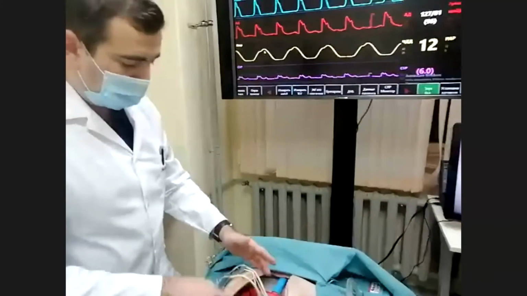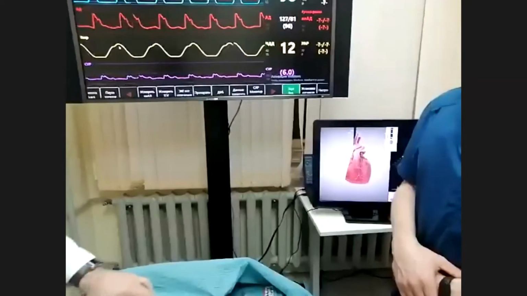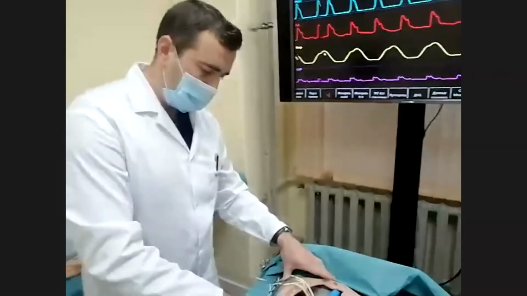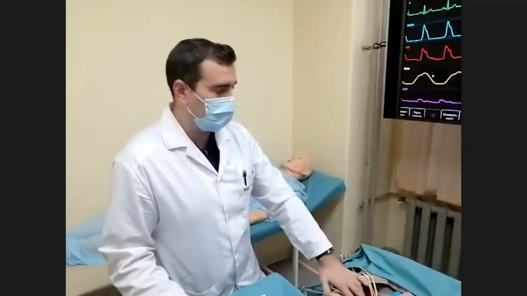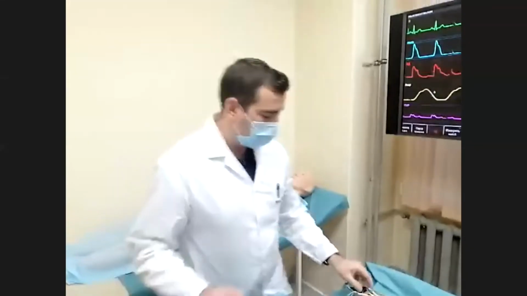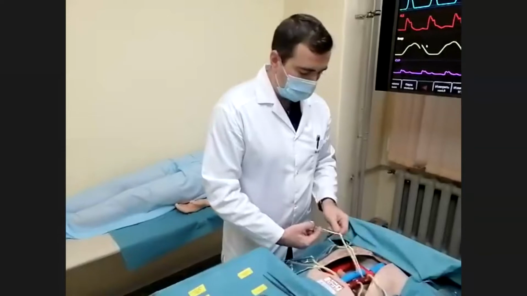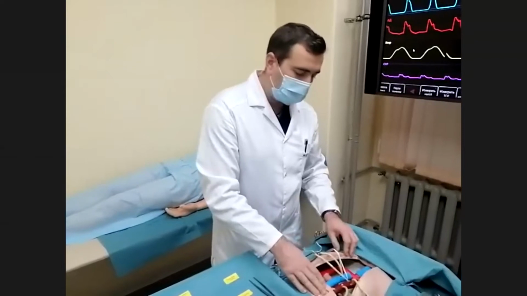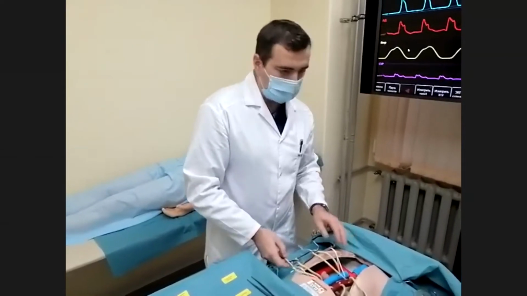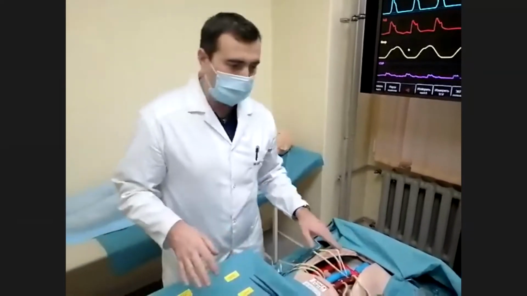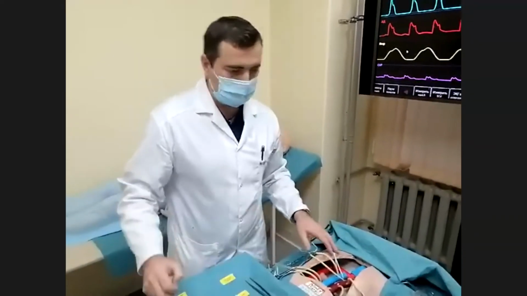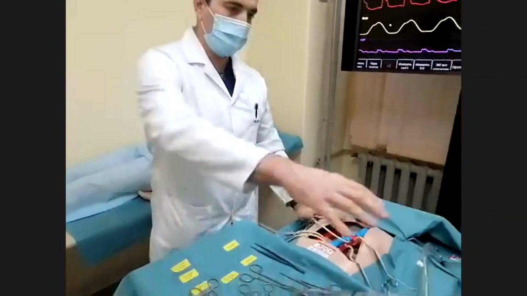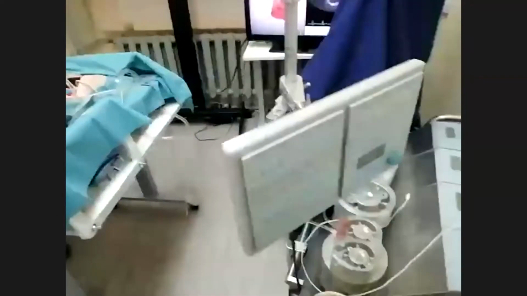This protocol we use for checking and for teaching our young surgeons. It's a dry type of simulator, but we have the same simulator with liquid circulation, and we are able to connect that type of simulator with the real cardiopulmonary bypass machine. You can see this machine here.